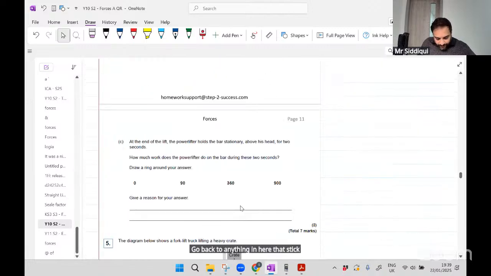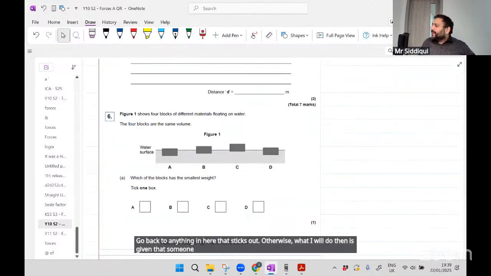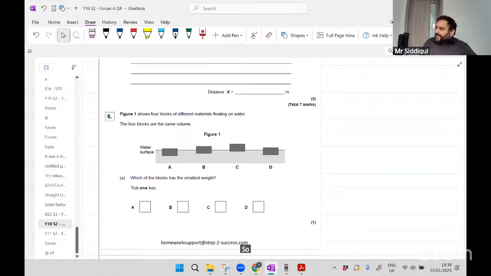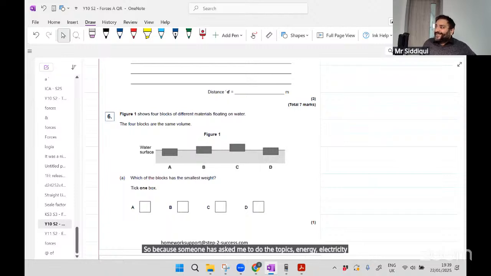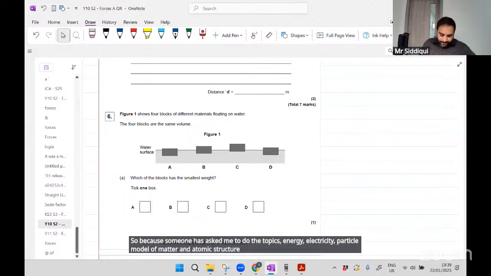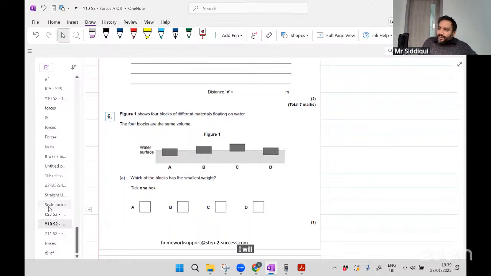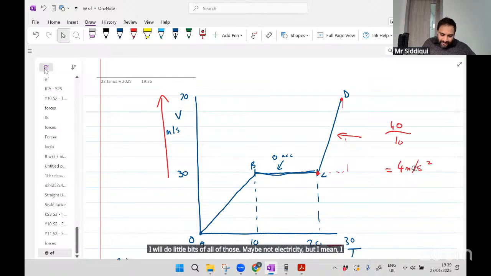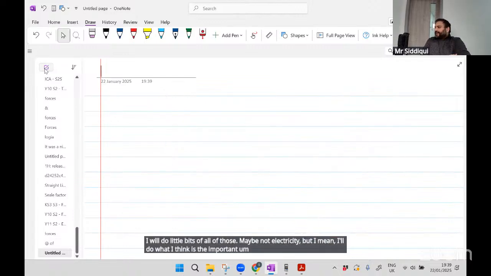Otherwise, given that someone has asked and I can't see any other immediate pressing questions, I will do a little bit of a general physics recap. Because someone has asked me to do the topics energy, electricity, particle model of matter, and atomic structure, presumably ahead of an exam, I will do little bits of all of those. Maybe not electricity, but I'll do some important aspects from those topics.